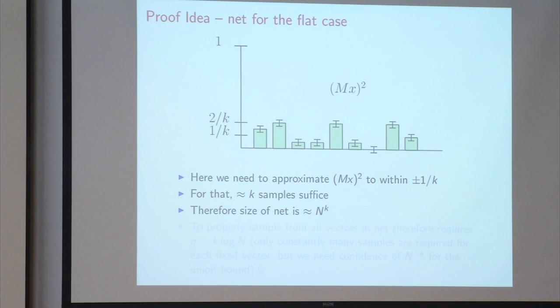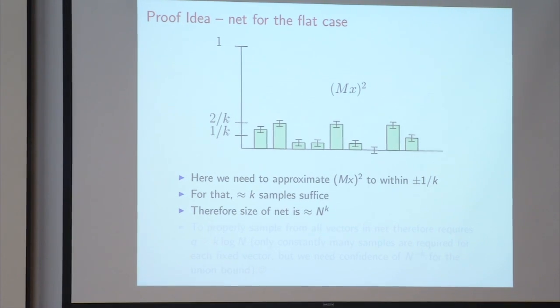So what's the bottom line of this whole story? It says the size of the net, in this case, for the flat vectors is n to the power k. Okay? So the net is rather big, but you see, this still gives a good bound. The net is of size n to the k. But now we have to get to the second part of the argument.